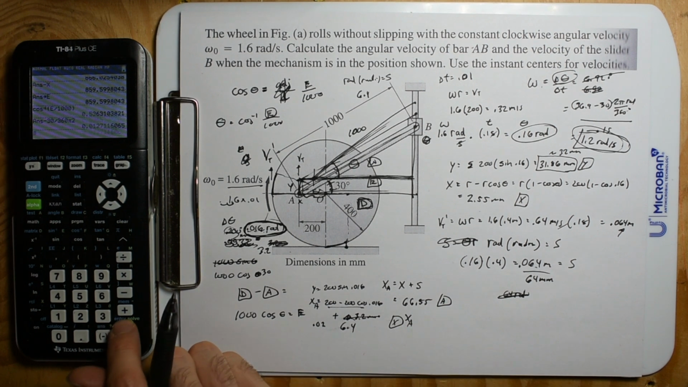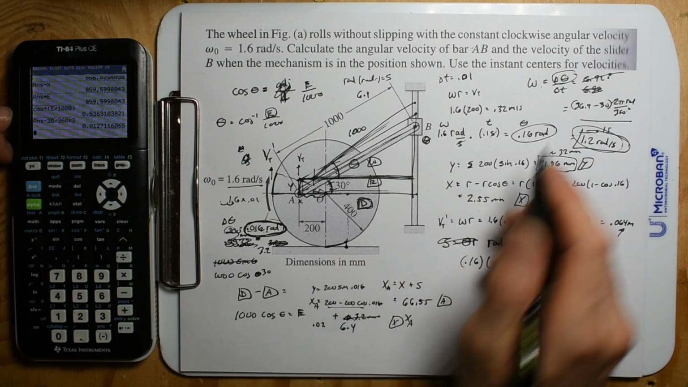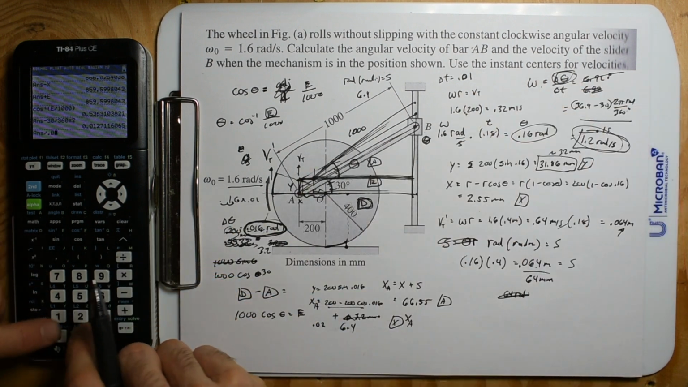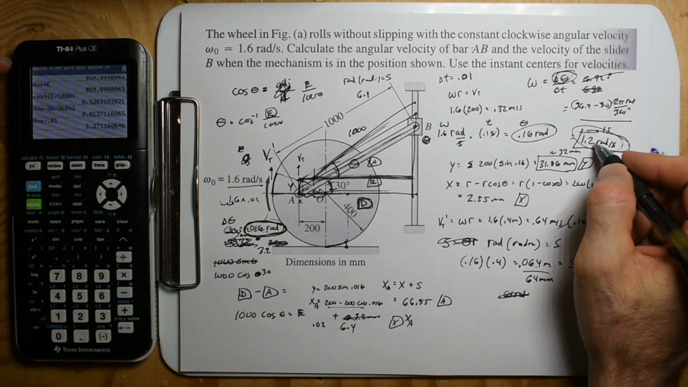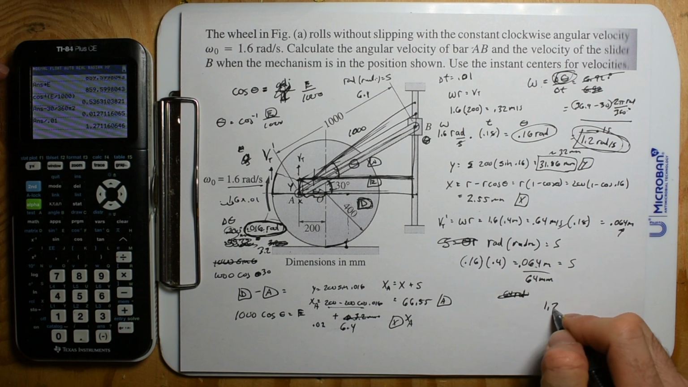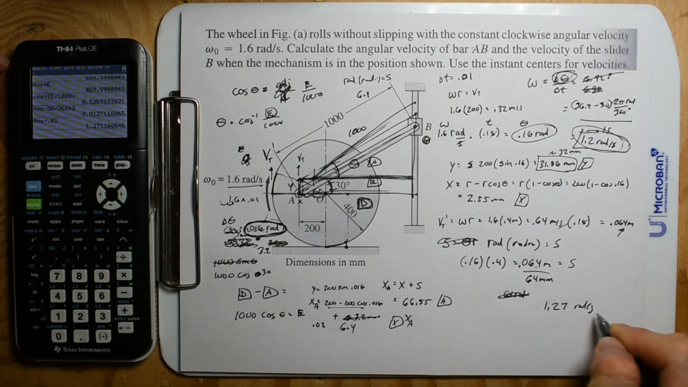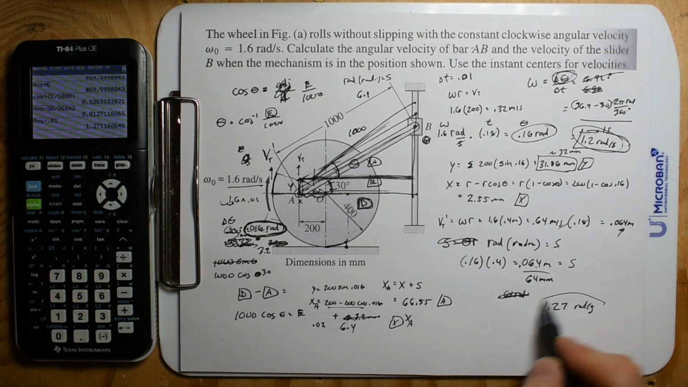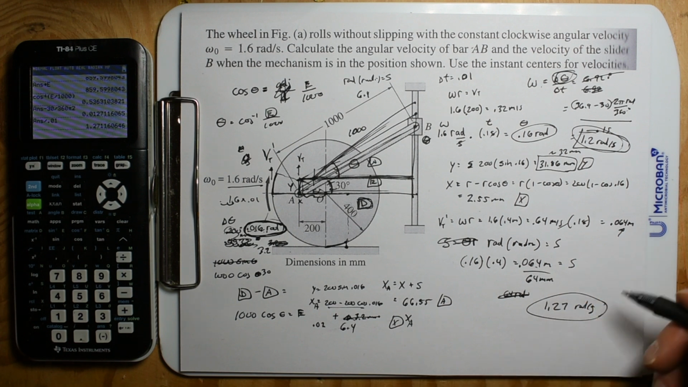But anyway, so sweet. So that's going to be our change in angle divided by 0.01, and we get 1.27 radians per second. Cool. So now we're just going to improve our guess. We'll try to do this one more time just to see if we don't make any errors.